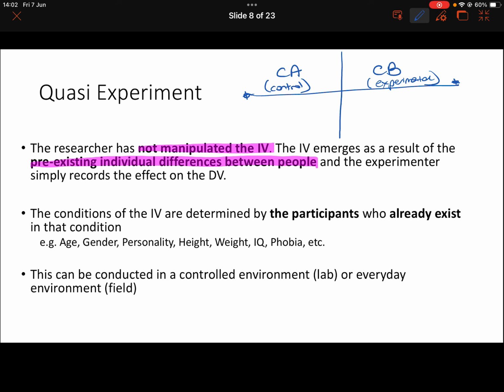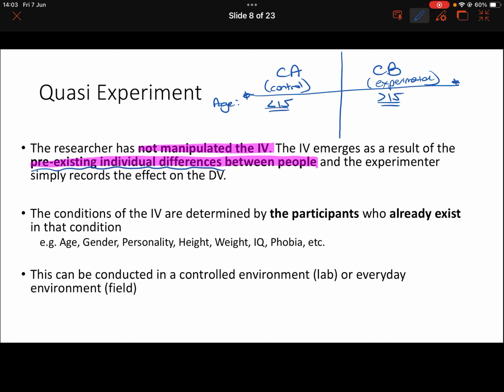So some examples could be age. We could have people who are younger than 15 years or over 15 years of age. Now, those conditions already exist. You can't allocate people to those conditions because their age determines their condition already. So this is a pre-existing individual difference. So our IV is age, but that's not been manipulated by the researcher who has no control over the age of people. Their age exists already.